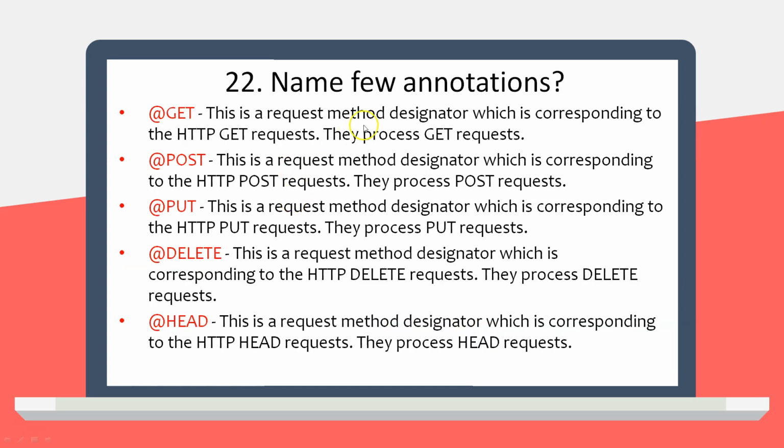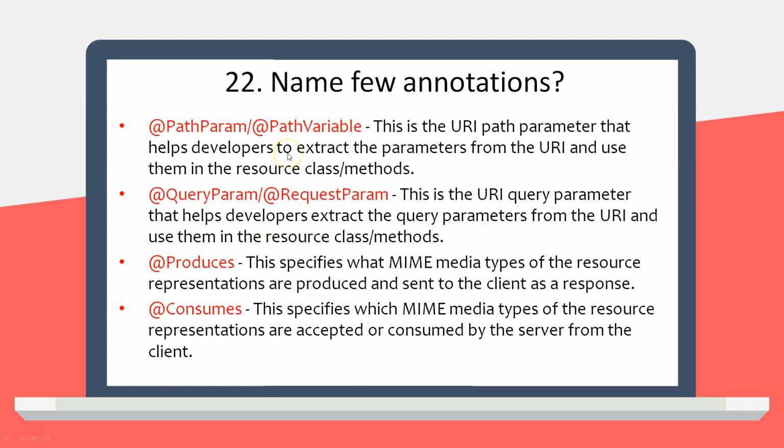Next question, can you name a few annotations? So guys, so far we have discussed GET, POST, PUT, DELETE, all these, right? There are many more annotations which REST API provides. Like we have @PathVariable or @PathParam, which is to extract the parameter from the URI, and @QueryParam or @RequestParam to extract the query parameters from the URI.